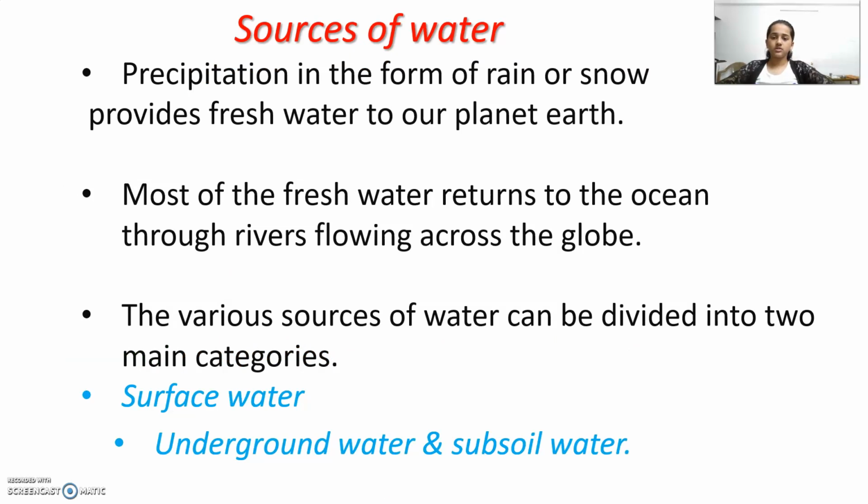Sources of water. Precipitation in the form of rainfall or snow provides fresh water to our planet Earth. Most of the fresh water returns to the ocean through rivers flowing across the globe. The various sources of water can be divided into two main categories: surface water and underground water or subsoil water.